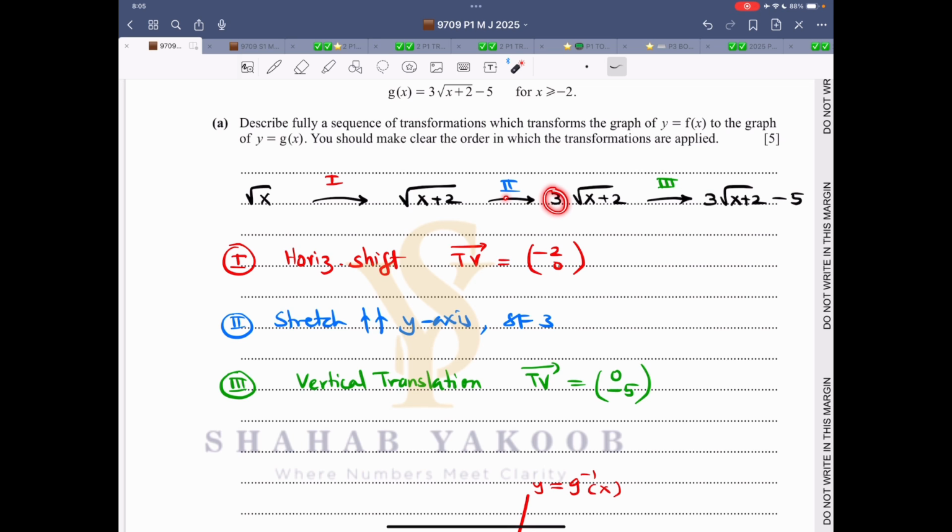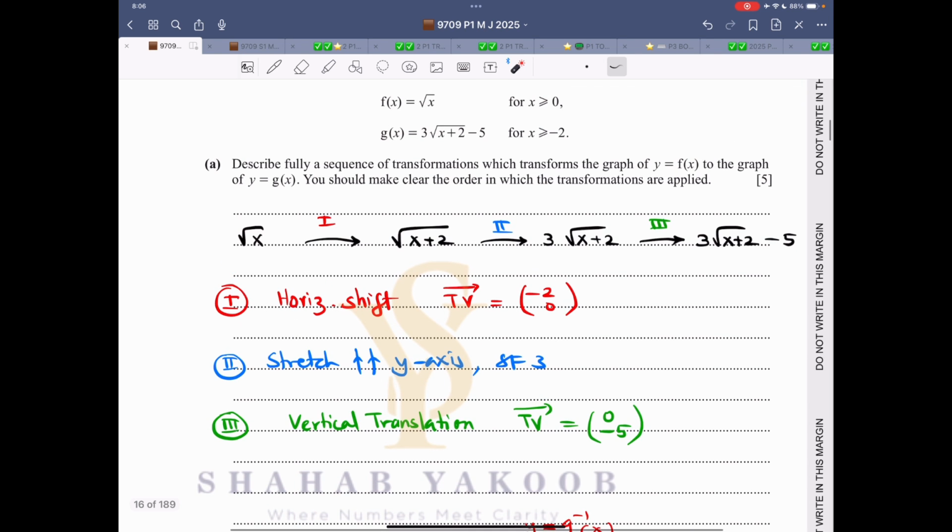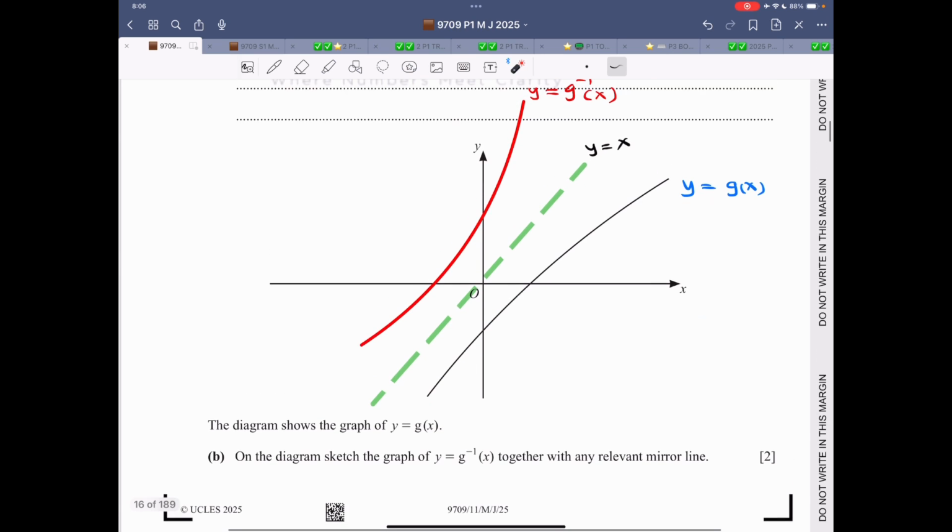The second one is a stretch parallel to the y-axis, and that is the scale factor. And then another translation, this time it's a vertical translation. Translation vector is 0, minus 5. Now I have a habit of writing the translation separately. Whatever is happening in the order it's happening, that is the way that I write it. The next one, that is pretty basic.